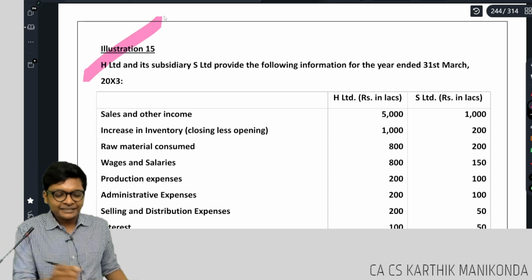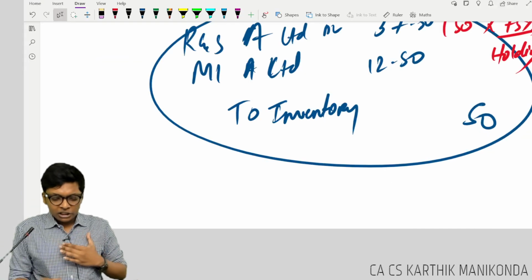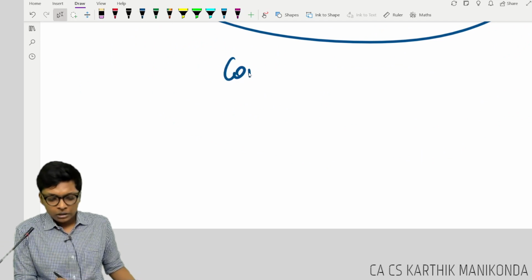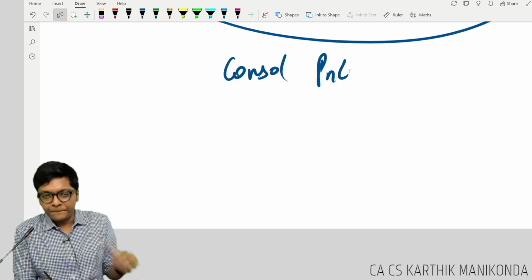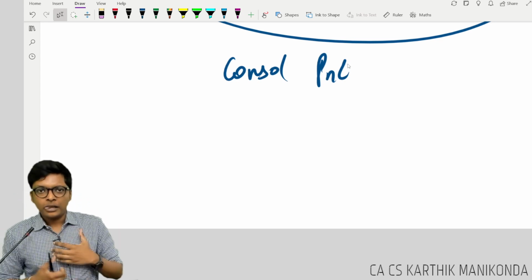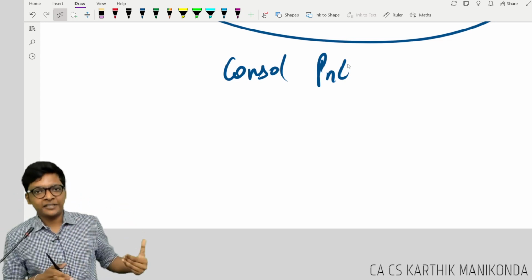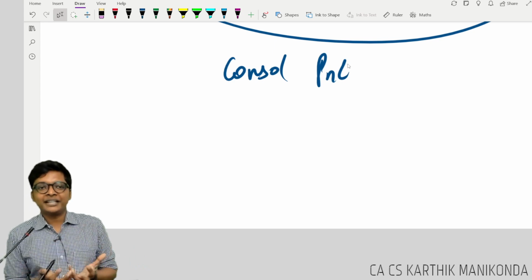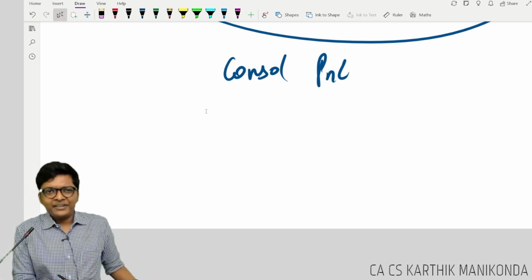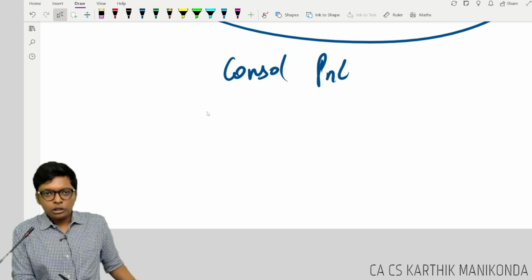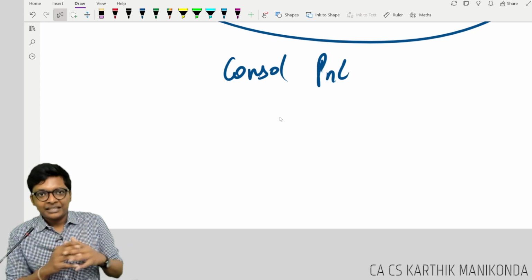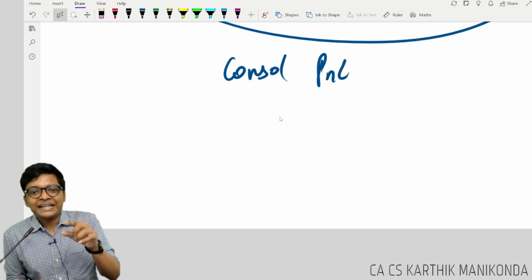15 is a very easy sum. We are doing a small detour now and going into consolidated P&L. Only one sum we have, consolidated P&L. Balance sheet, park it aside for now. We are going to consolidated P&L. Very simple. Consolidated P&L is nothing but line by line addition subject to cancellation of intercompany.